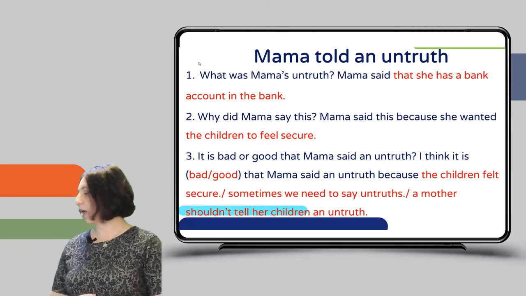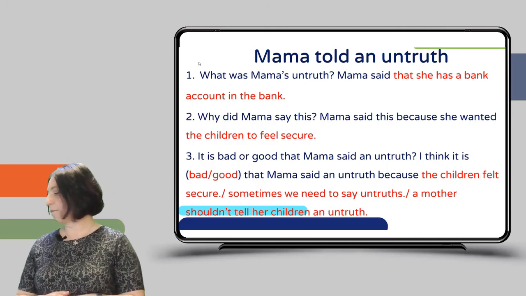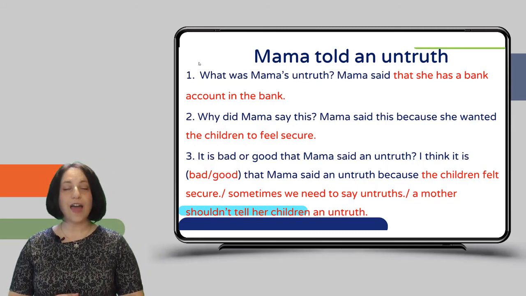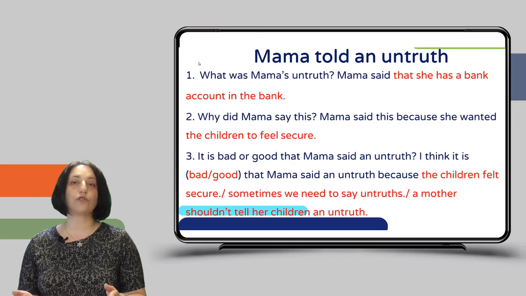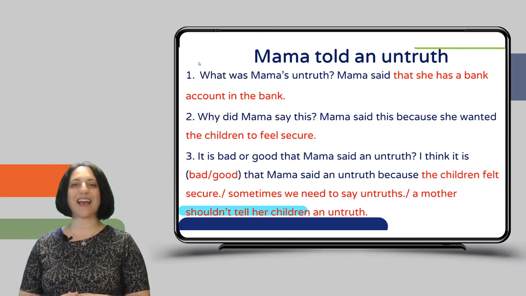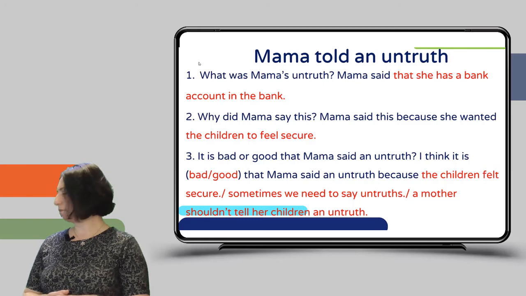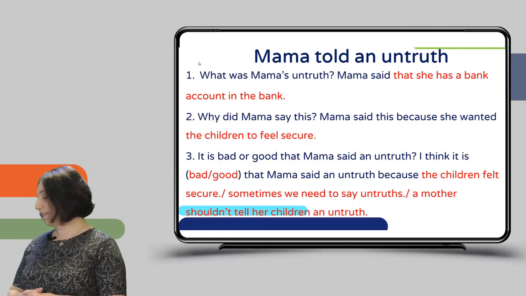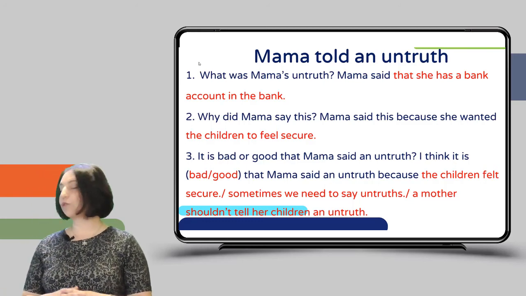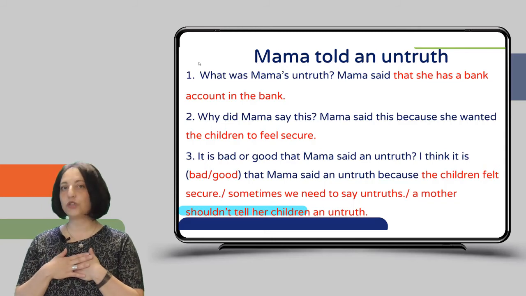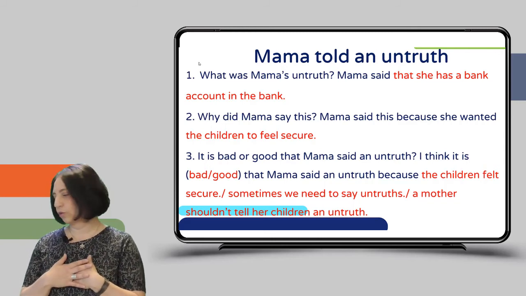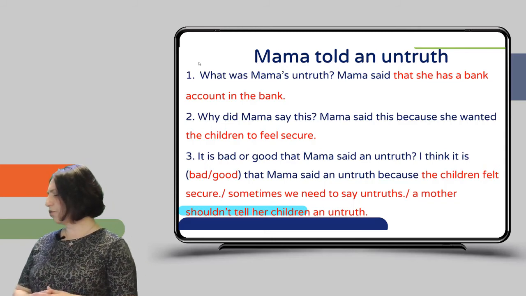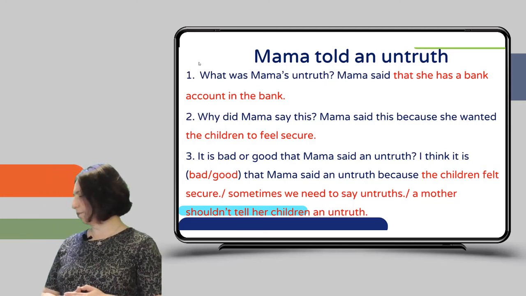as I did. Mama said that she has a bank account in the bank. That we learnt was an untruth. Mama didn't have a bank account. Mama said this because she wanted the children to feel secure and safe and good. And do you think it is bad or good?